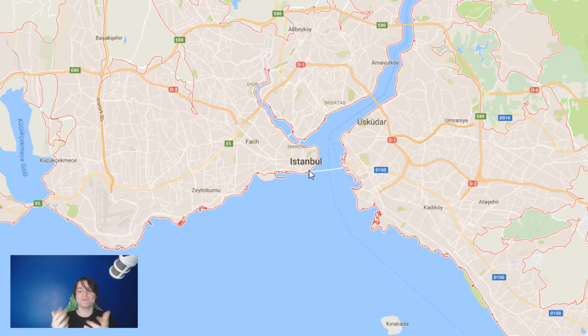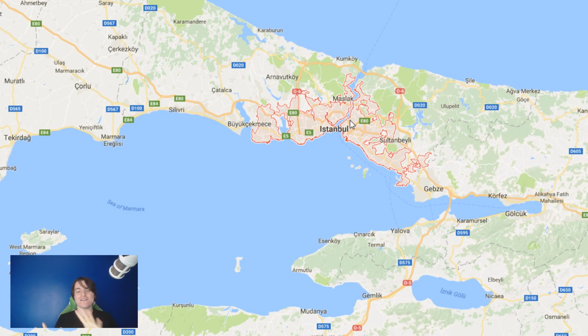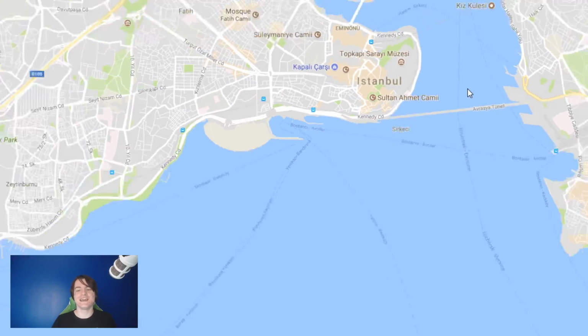It's a very important city in the world. It's one of the world's largest cities. If you count the whole thing as being a European city, it's larger than London. It's larger than Moscow, I believe, too. It's pretty nuts, the size of the city. And yeah, that is Istanbul.